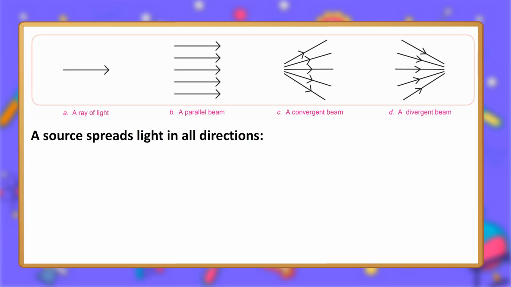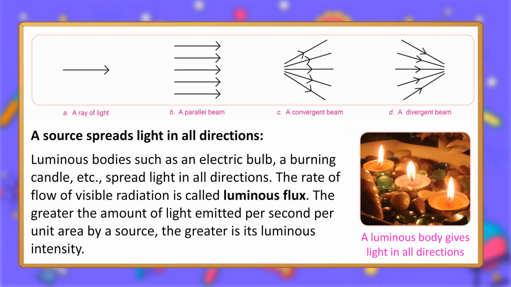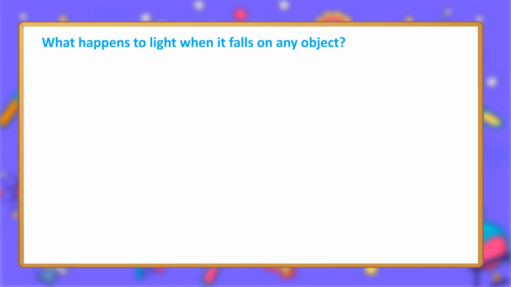A source spreads light in all directions. Luminous bodies such as an electric bulb, a burning candle, etc., spread light in all directions. The rate of flow of visible radiation is called luminous flux. The greater the amount of light emitted per second per unit area by a source, the greater is its luminous intensity. A luminous body gives light in all directions.